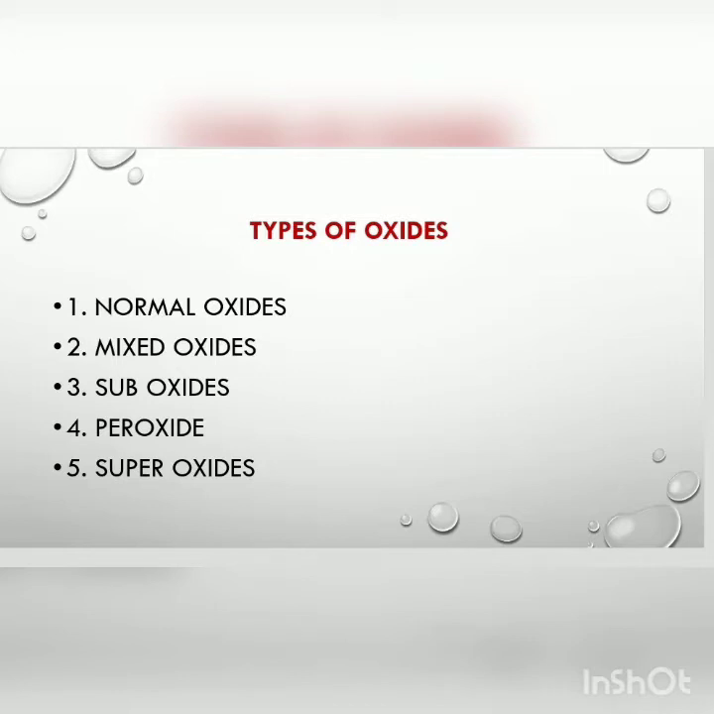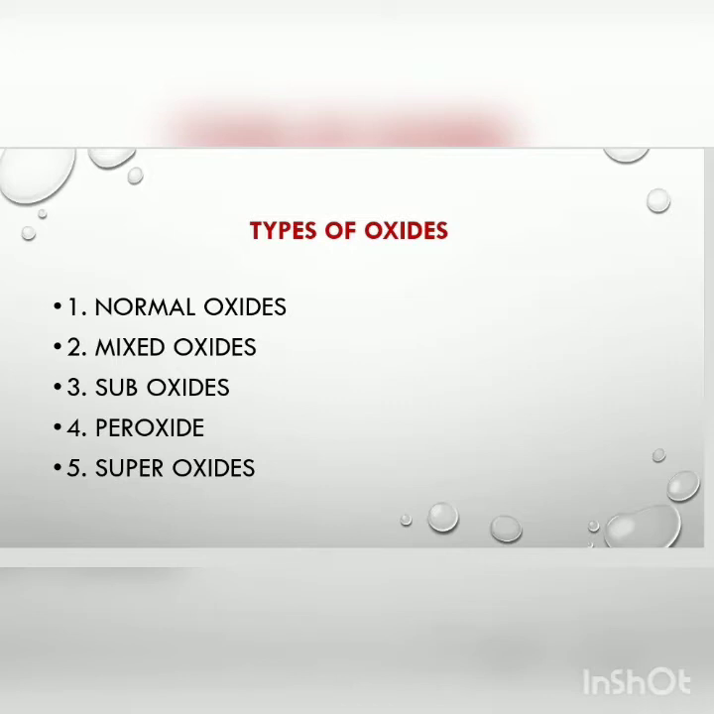Number 1 is normal oxides or simple oxides. Number 2 is mixed oxides. Number 3 is suboxides. Number 4 is peroxides. And number 5 is superoxides. Right? The first one is normal oxides.